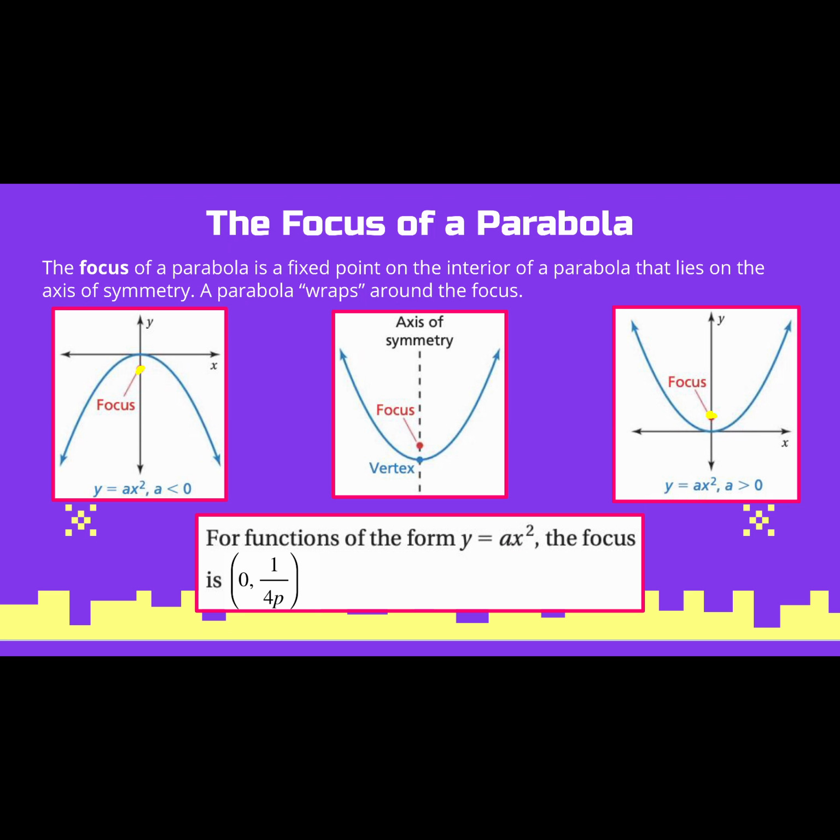What's the last one? Oh, a parabola wraps around the focus. So it's kind of difficult to see and even get an idea of what it's talking about, but the reason that we look at what a focus even is because our parabola could, in a sense, wrap around that focus point that is on the axis of symmetry, okay?